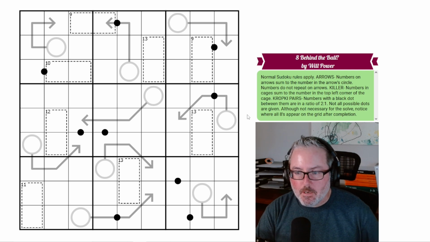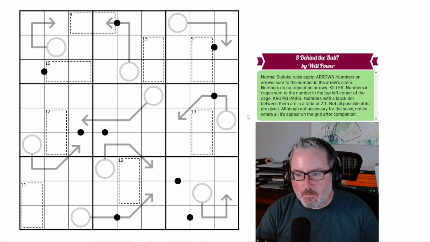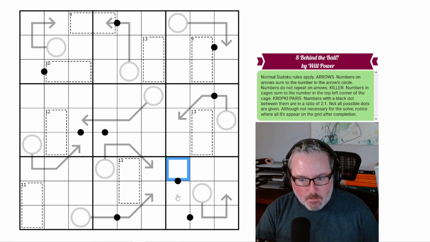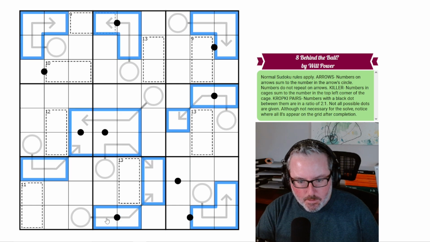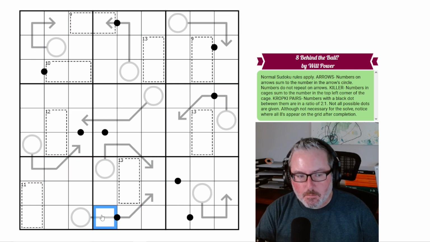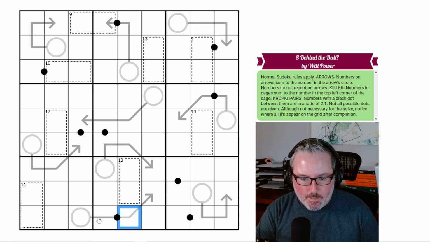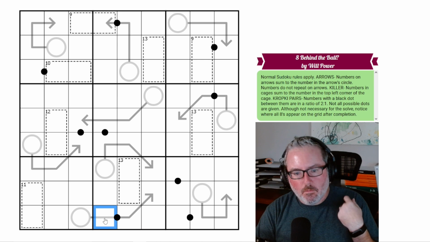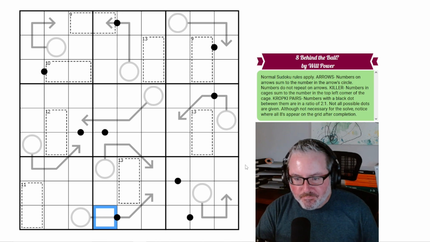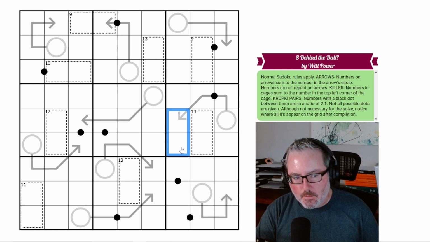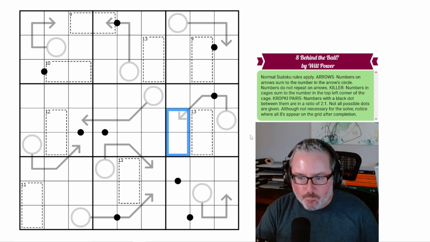Then we have Kropki pairs, so numbers with a black dot between them are in a 2-to-1 ratio. So with these black dots, whatever this one is, this one here has to be either half or double that other value. So if this is x, this is either half of x or 2x. Not all possible dots are given, so there's no negative constraint. We can't say that this digit and this digit couldn't be in a 2-to-1 ratio.